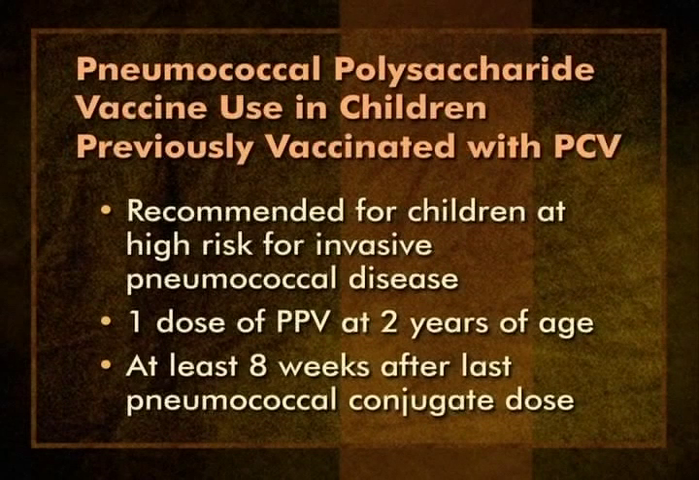ACIP recommends that children at high risk of invasive pneumococcal disease receive pneumococcal polysaccharide vaccine. These children should receive 1 dose at 2 years of age at least 8 weeks after the last dose of pneumococcal conjugate vaccine. Children at highest risk, such as those with HIV infection or asplenia, will also receive a second dose of pneumococcal polysaccharide vaccine 5 years after the first dose. All this may seem complicated at first, but the recommendations for use of pneumococcal polysaccharide vaccine in high-risk children have not changed. Pneumococcal conjugate vaccine has just been added to the schedule for children younger than 59 months of age.